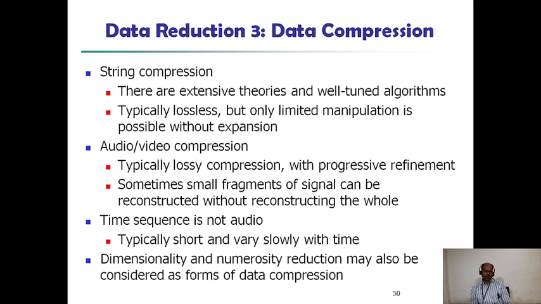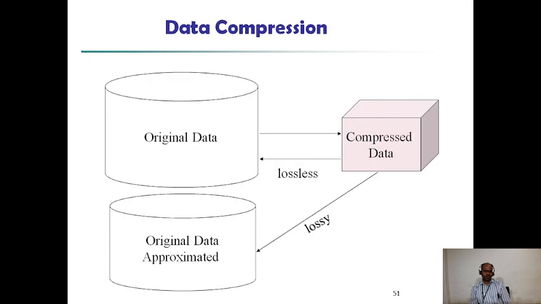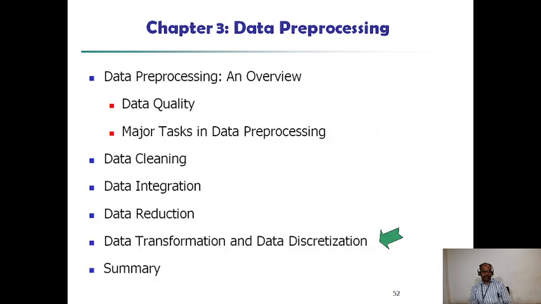So, data cubes, how we will reduce the data. This slide represents how we will compress the data. We have two types of compression techniques: lossless compression and lossy compression. Lossless compression means that after compression, we can get back the original data. If we lose information, or if we only approximate the original data, then it is lossy compression.